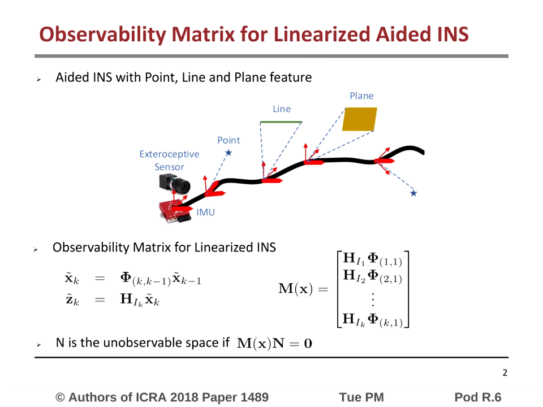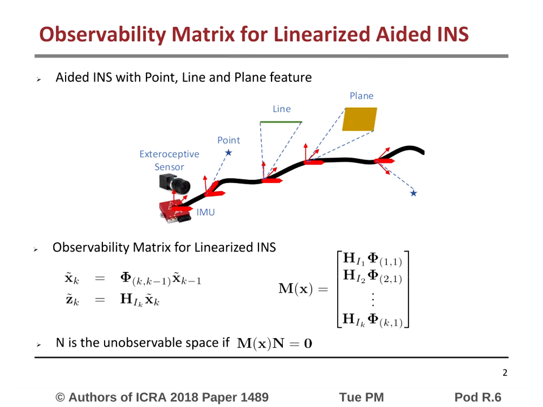We want to study the aided INS. The aided INS contains an inertial measurement unit, IMU, and an aiding sensor. This system will explore the environments along this trajectory. During the exploration, it will measure the point, line, and plane features. We want to study the observability properties of this kind of system.